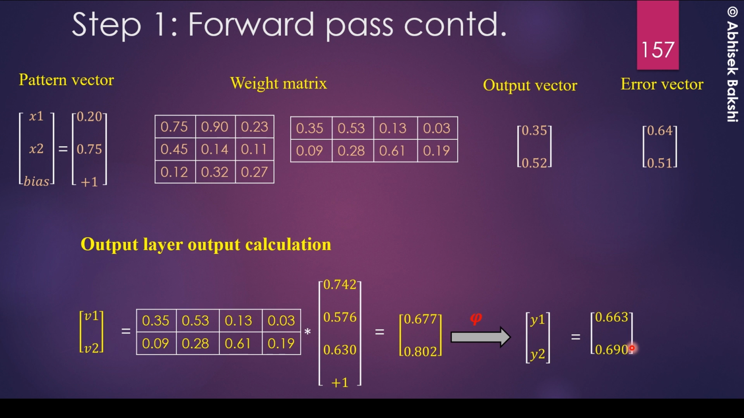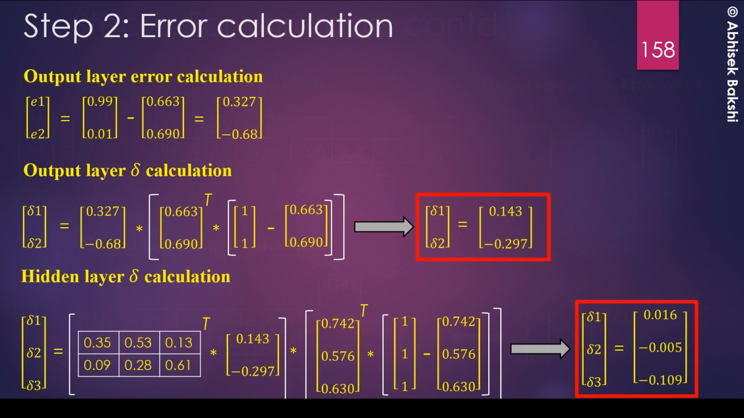So the output layer neurons got 0.663 and 0.690 as output, right? Once you get these outputs, you can start calculating the errors. You can check these against 0.99 and 0.01. This was your desired value, which you have already seen, and this is what you have just got. So you can simply do the subtraction between these two column vectors and get the column vector having the error values.